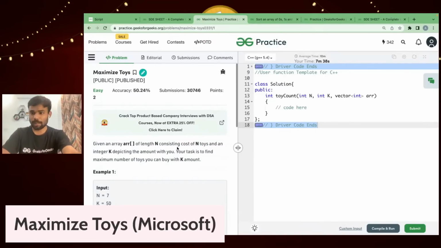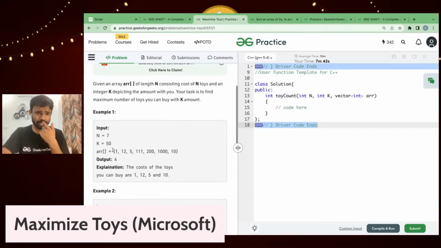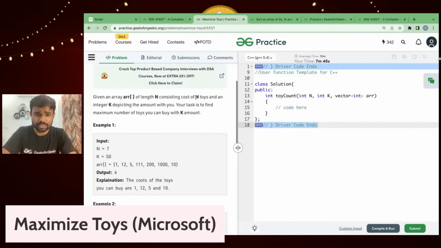Okay, next problem is that we are given an array which contains the cost of n toys, and we have some amount k given to us. We have to spend that amount and buy some toys. What will be the maximum number of toys which we can buy? Can anyone tell me the approach of this problem, how we can solve it?